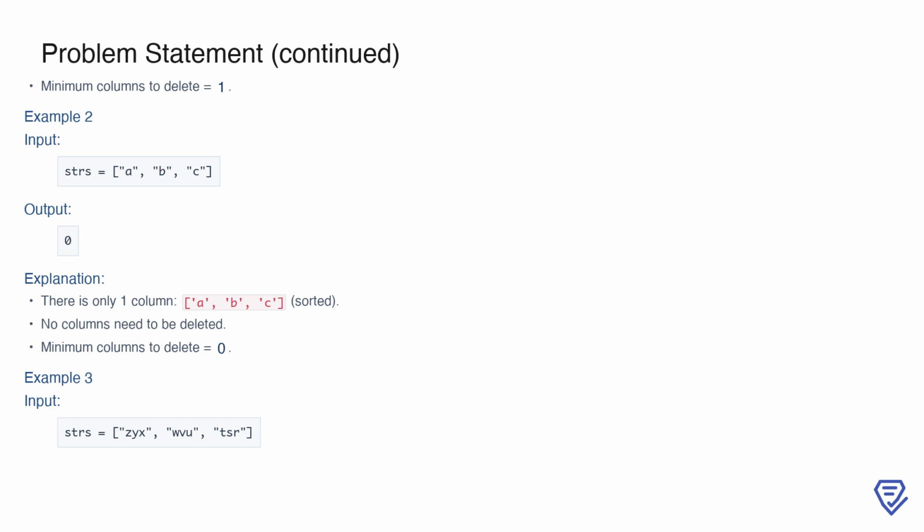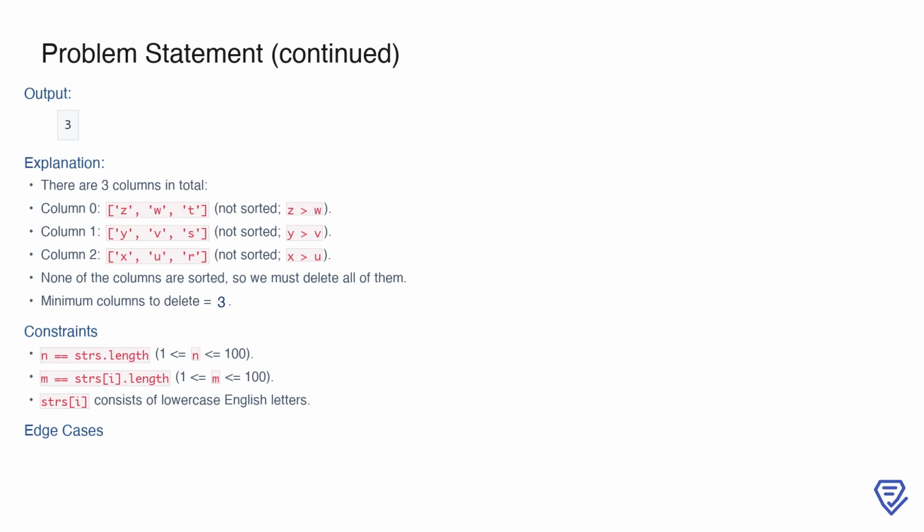Now, consider the input, ZYX, WVU, TSR. Here, there are three columns. Column 0 contains Z, W, T, which is not sorted because Z is greater than W. Similarly, column 1 contains Y, V, S, which is also not sorted, and column 2 contains X, U, R, which is not sorted either. None of the columns are sorted, so all three columns need to be deleted. The minimum number of columns to delete is 3.